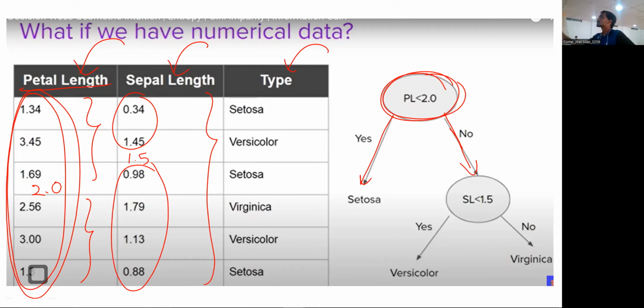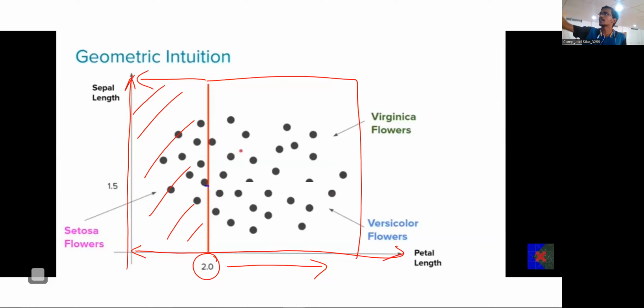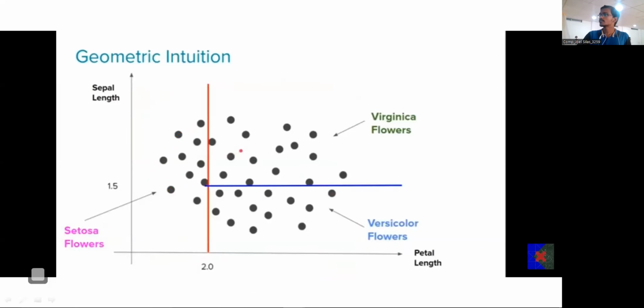Now, if petal length is less than 2, we know that we will go for the left hand side. And if petal length is greater than 2, we'll go for no. So sepal length, we have it. Now, if sepal length is less than 1.5, it is less than 1.5, this part, and if it is greater than 1.5, this part.